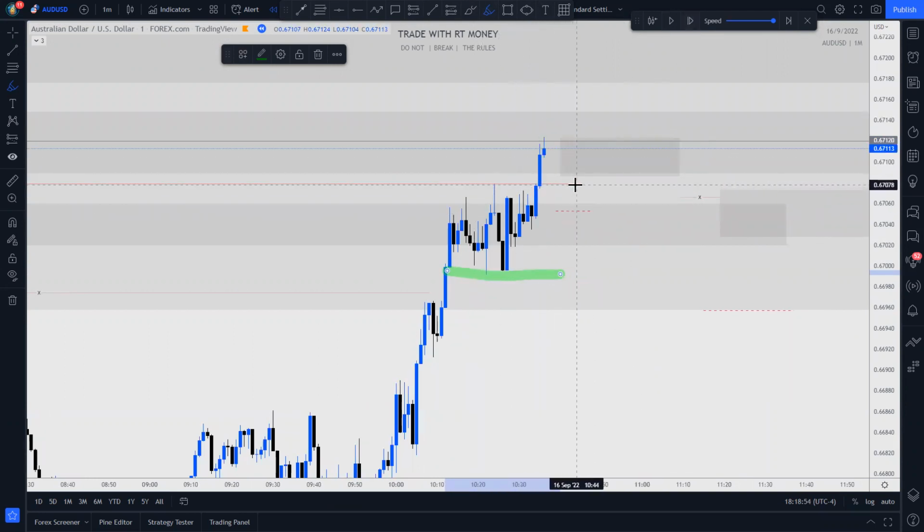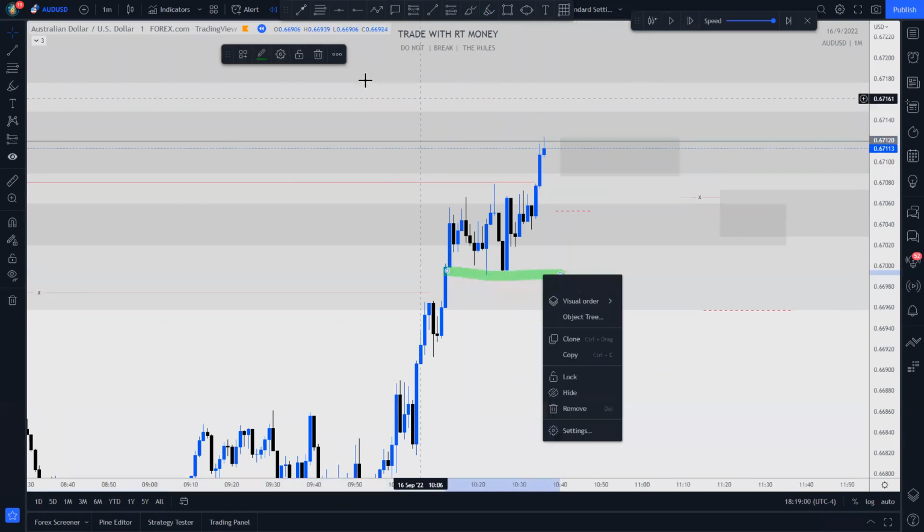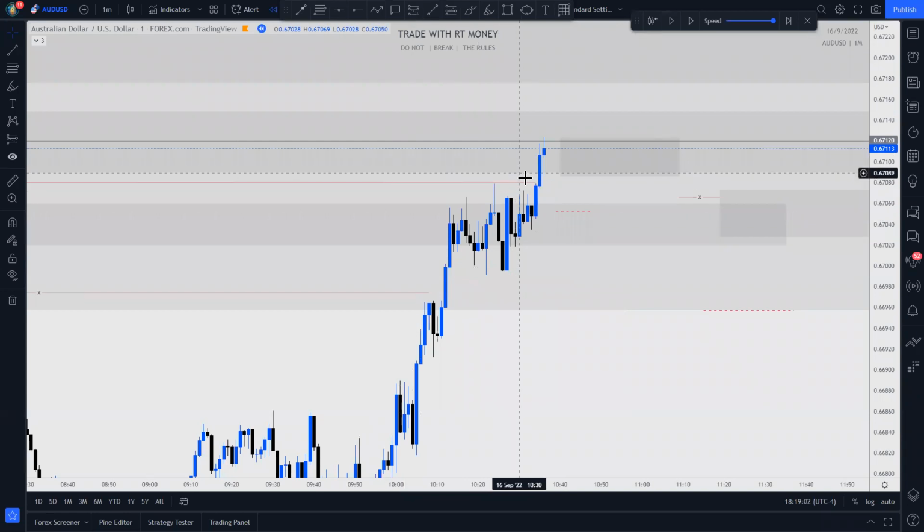We sweep those highs over here, and we're now into the higher zone. And this zone, unmitigated and all that. So I'm thinking there's a good chance that price is going to hold here. All right. So what do I want to see?